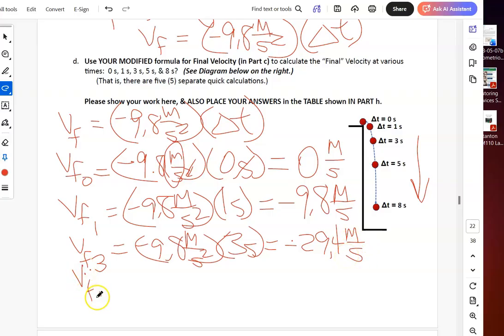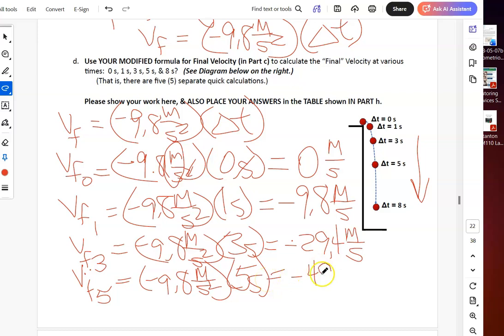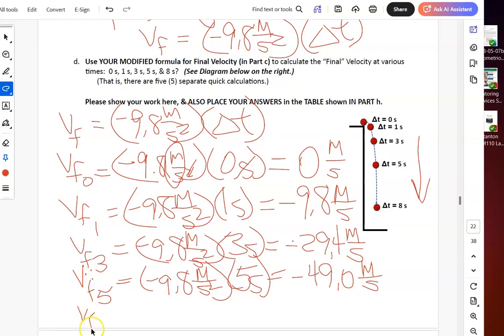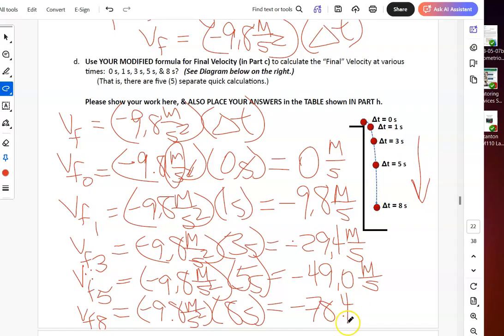For 5 seconds, plug in 5 for that value. 5 seconds here, we plug that in, and we get a velocity of negative 49.0 meters per second. And of course, after 8 seconds of falling, multiply the negative 9.8 meters per second squared times 8 seconds, and we get a velocity of negative 78.4 meters per second. Now that you have all 5 values, record those in the table in part H.